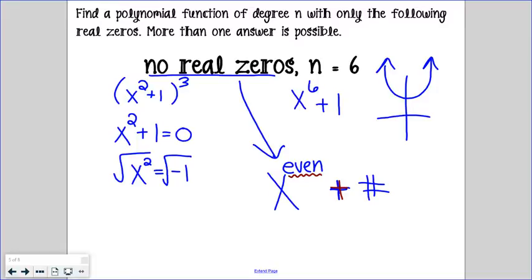But if I change my degree to something odd, my ends go opposite ways. It has to hit your x-axis, so that would never be a question. They can't say it's an odd degree with no real zeros, because if it's an odd degree, at some point it has to hit your x-axis because the ends of your graph go in opposite directions. At some point it's going to cross over your x-axis. So it'll always be even if we have no real zeros.